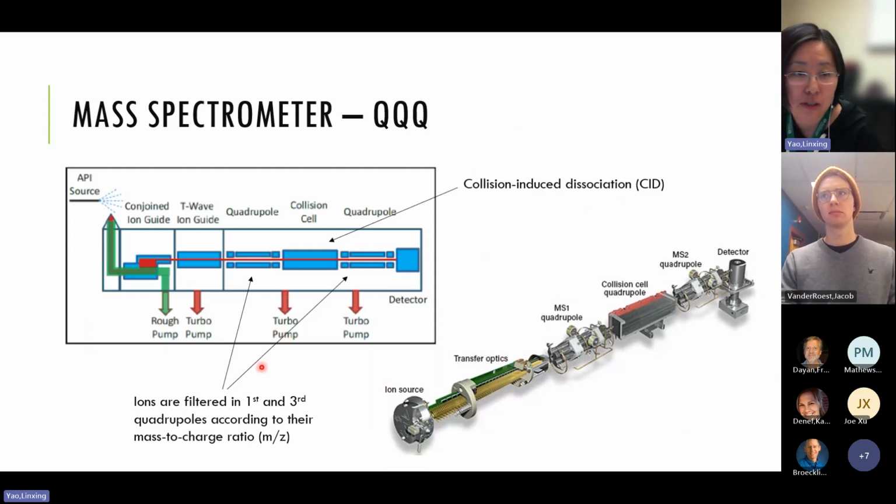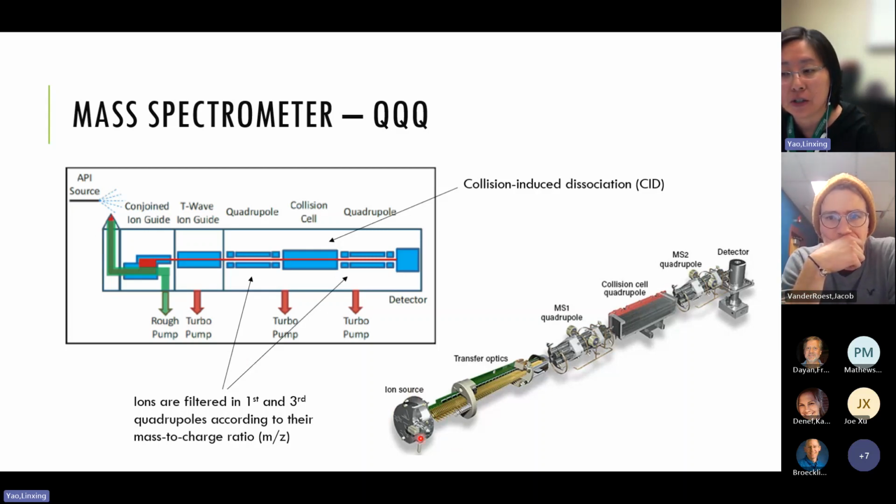This slide shows the ion optics inside the mass spec. After ionization, the charged ions pass through the sample cone, which is here, or you can see from this picture, into the ion guide, which is here and here. In Waters instruments, the ion guide is called StepWave.